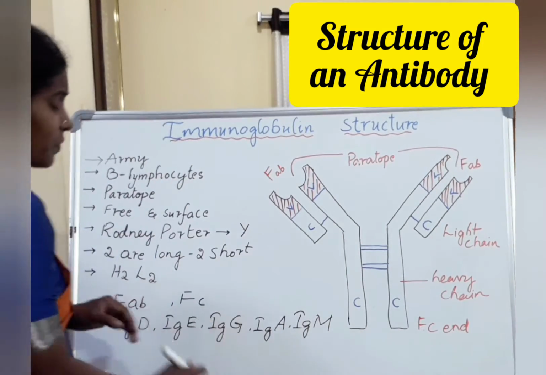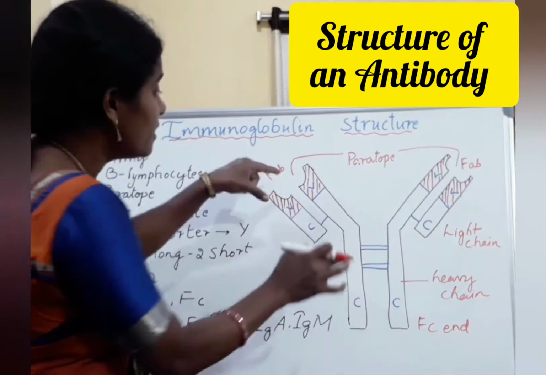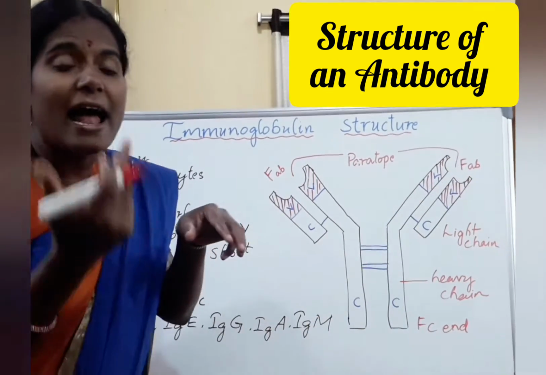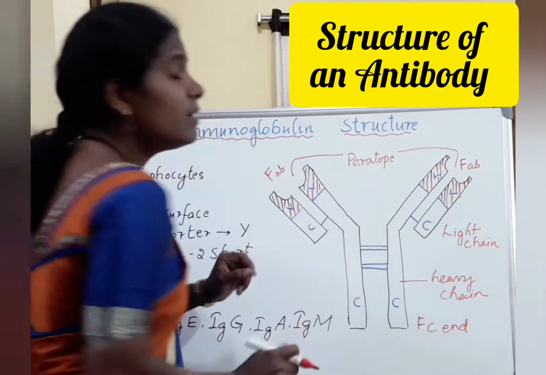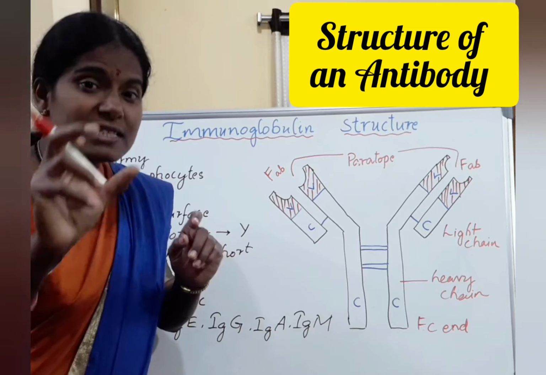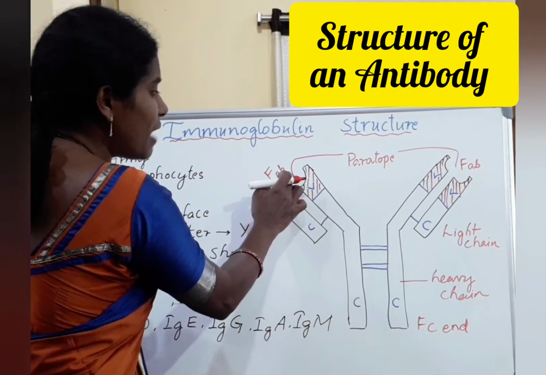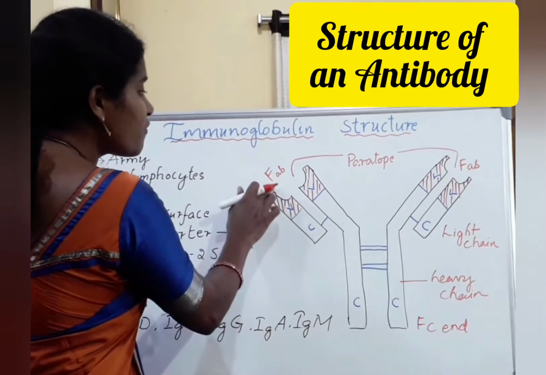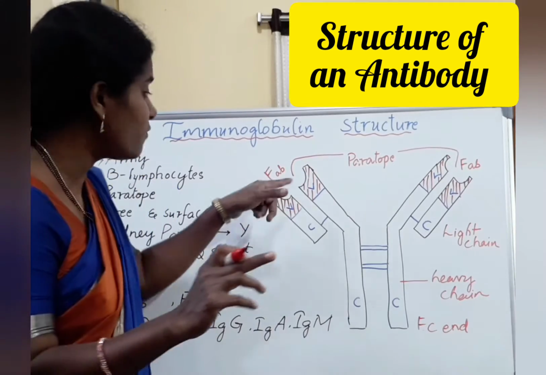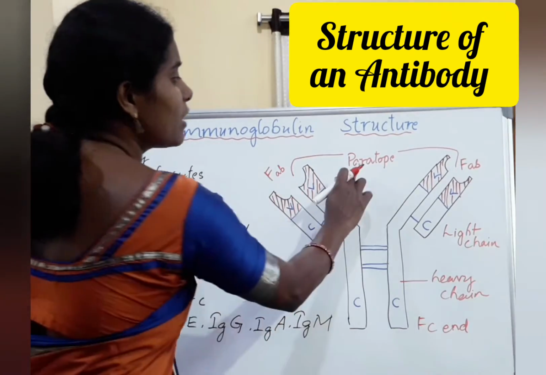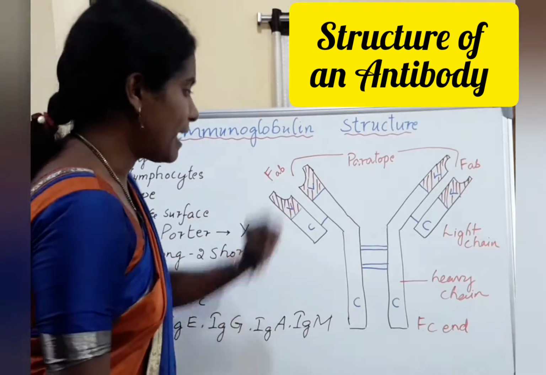Okay students, now let's see. This is the site where the antigens are recognized. The site where the antigens fix with the antibody is called the antigen binding site or fragment antigen binding. So this is the fragment where the antigen fixes here. That area we call a paratope. Very important term, paratope.